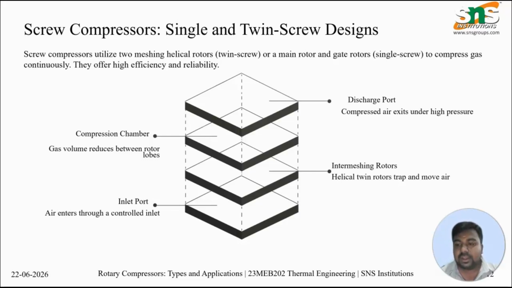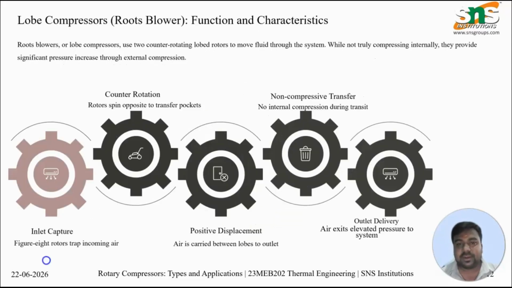These are the stages of how air is compressed inside the screw compressor: compression chamber, inlet port, discharge port, and intermeshing rotors. The first one is the inlet port, where air enters through a controlled inlet. The second stage is the intermeshing rotors: the helical twin rotors trap and move the air inside the compressor. The third stage is the compression chamber, where the gas volume reduces between the rotor lobes. Finally, at the discharge port, the compressed air exits under high pressure.